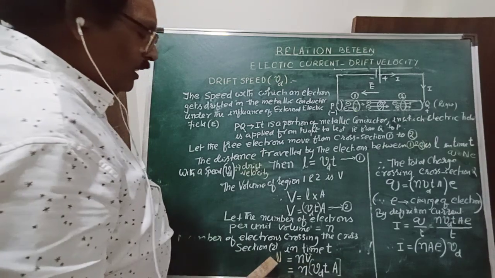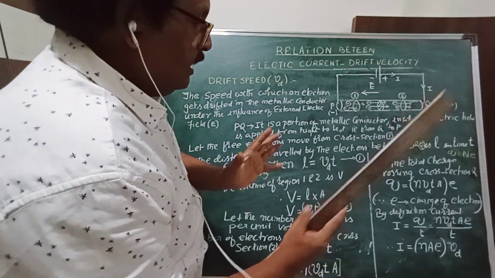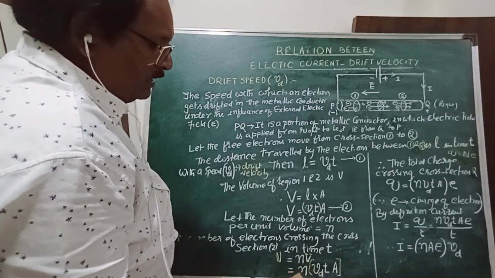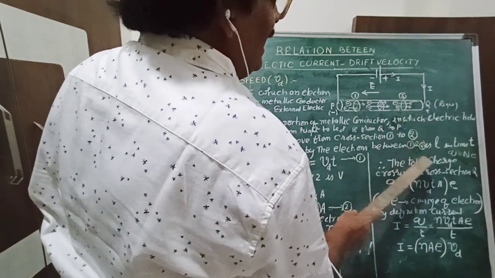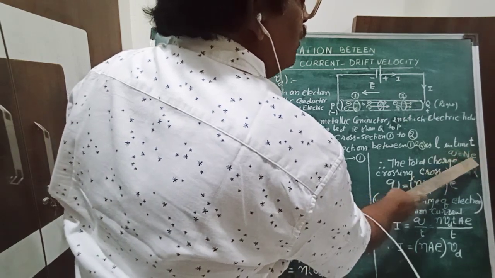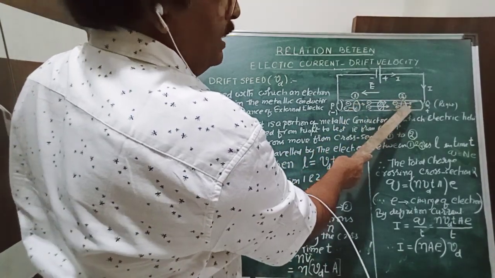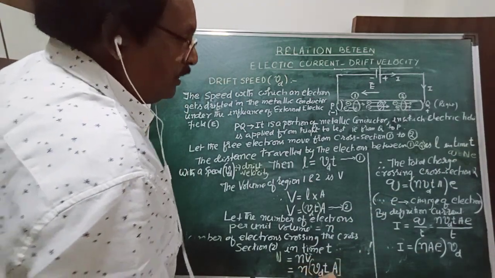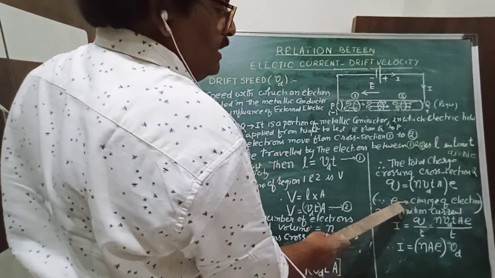Capital N is the number of electrons in a volume V. Number of electrons per unit volume is small n, so the total number is n into V, which is nothing but n into Vd into t into A. Therefore the total charge associated with all those electrons within this volume V is capital N into charge of each electron. So Q equals n Vd t A into e, where e is the charge of the electron.